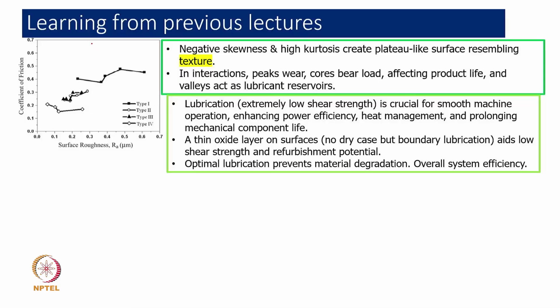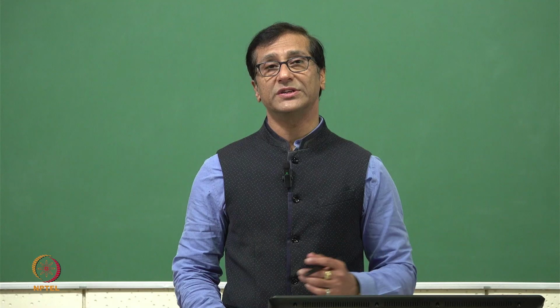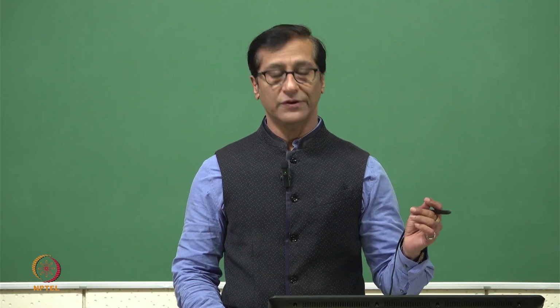We also learned from previous lectures about surface roughness. We mentioned type 1 surface roughness and type 4 surface roughness, and we said very clearly that the coefficient of friction because of that will be different. It is not only the surface roughness value but the type of the surface roughness. In this case, suppose at 0.25 we are getting a coefficient of friction around 0.18, and here we will be getting around 0.38, 0.4. So the coefficient of friction changes by the type of the surface roughness.